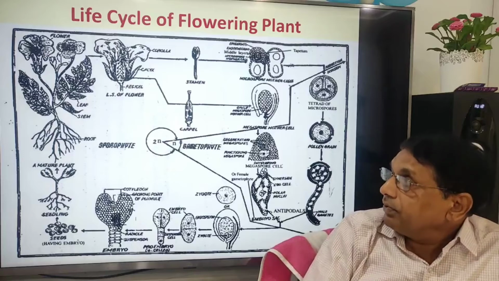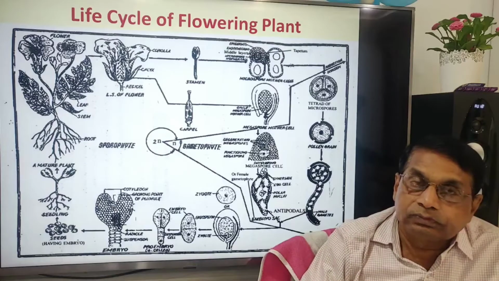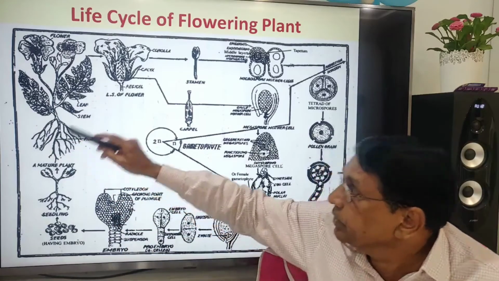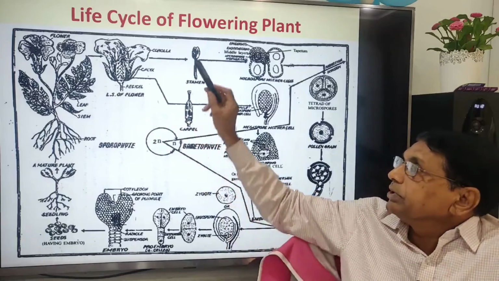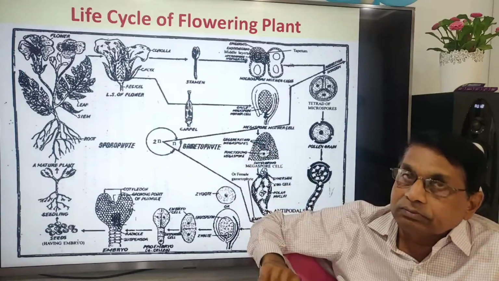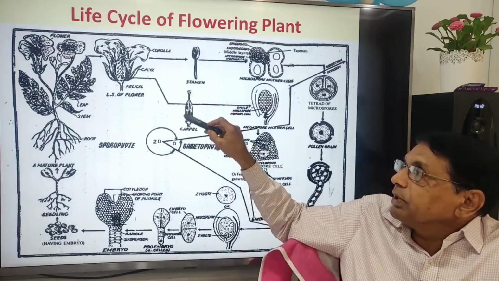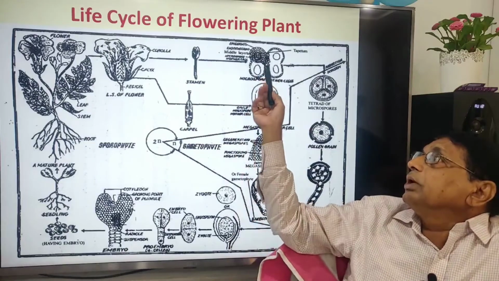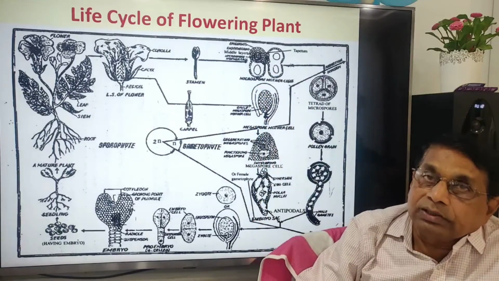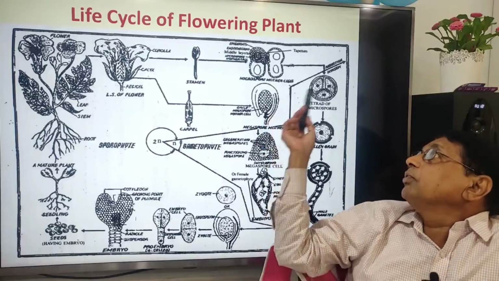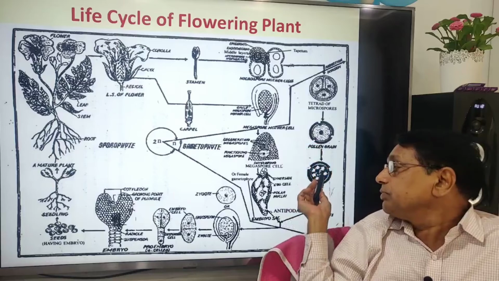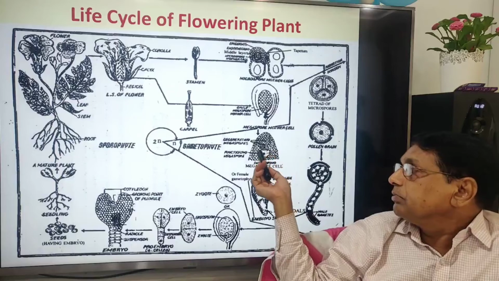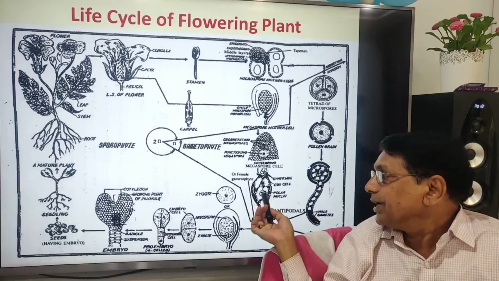So, the life cycle of flowering plants. Life cycle of a flowering plant. Look at here. This is the plant, flower, stamens. This is a bisexual flower. Male sex organs, female sex organs. Differentiation starts from here. Here, anthers. Here, ovule. Here, pollen grain formation, pollen germination. Then here, nucellus, megaspore mother cell, embryo sac.